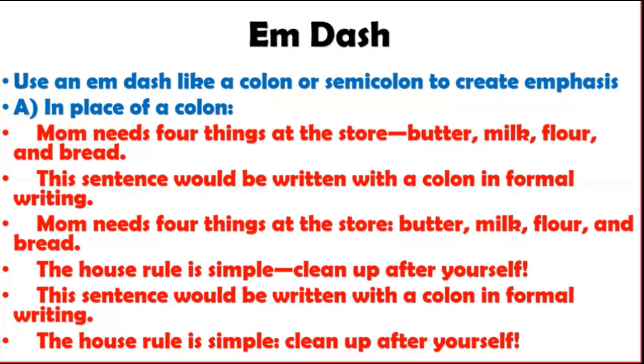Use an M dash like a colon or semicolon to create emphasis. In place of a colon, for example: Mom needs 4 things at the store. Generally, we will use a colon or semicolon here. Mom needs 4 things at the store: butter, milk, flour, and bread. Because this is a sudden break, we can use an M dash here.